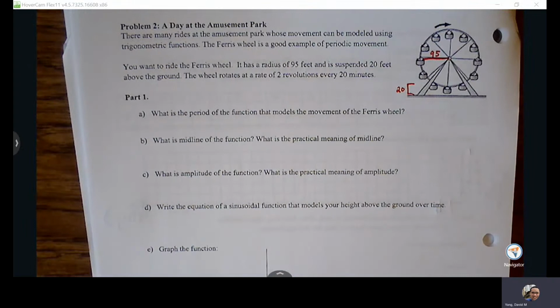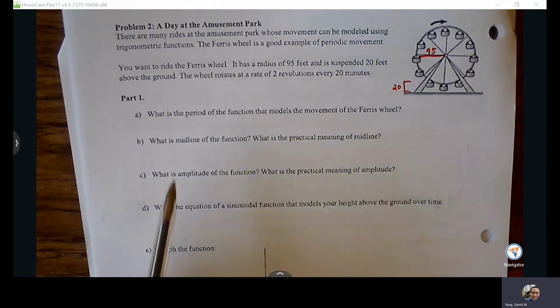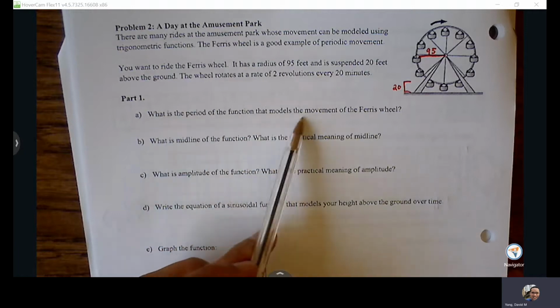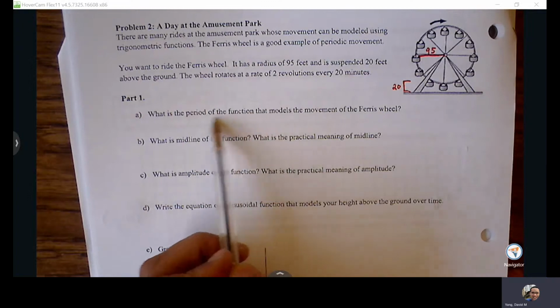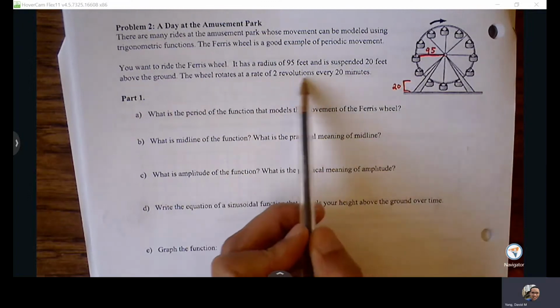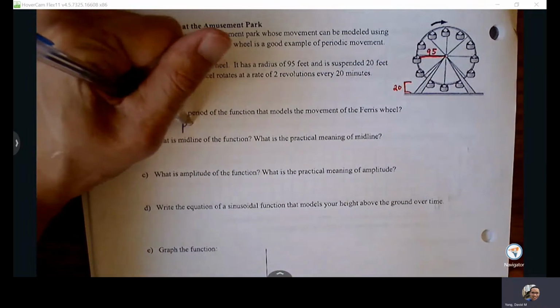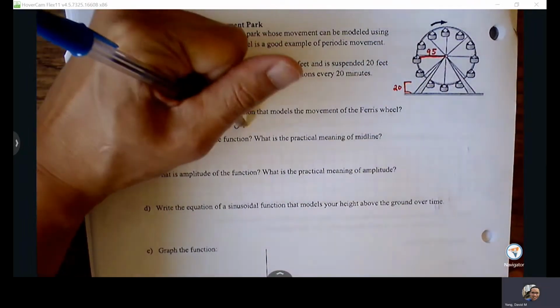The wheel rotates at a rate of 2 revolutions every 20 minutes. Okay, let's go to part A here. What is the period of the function that models the movement of the Ferris wheel? How long does it take to complete a full cycle? 10 minutes, right? So 2 revolutions in 20 minutes, so 1 revolution, 10 minutes. Okay, so period, 10 minutes.